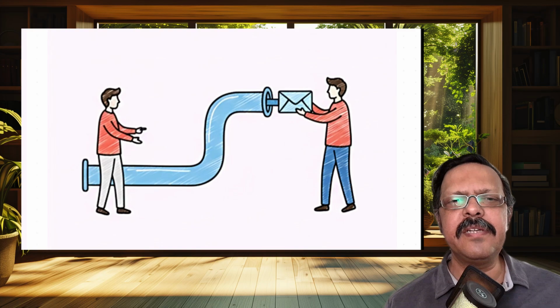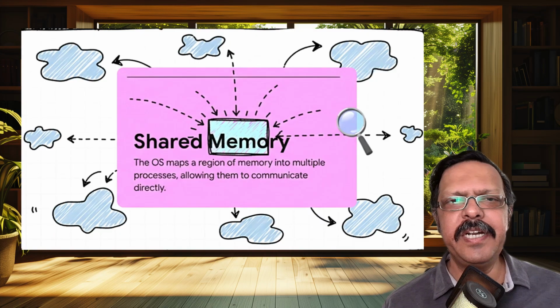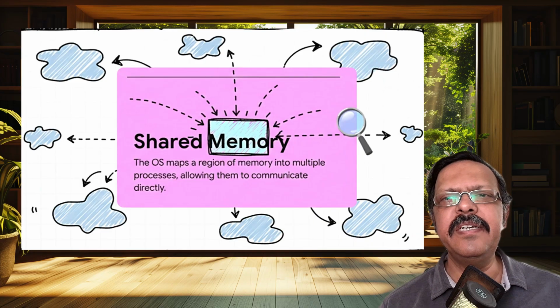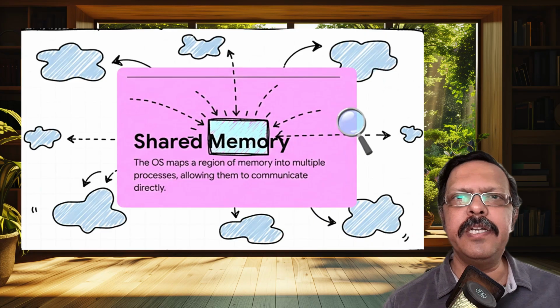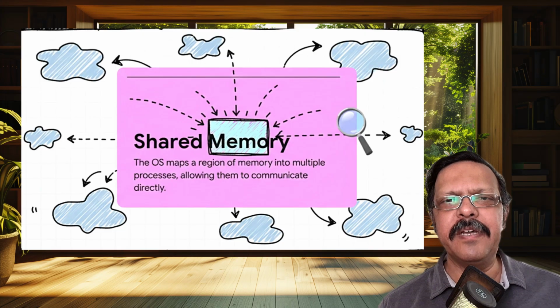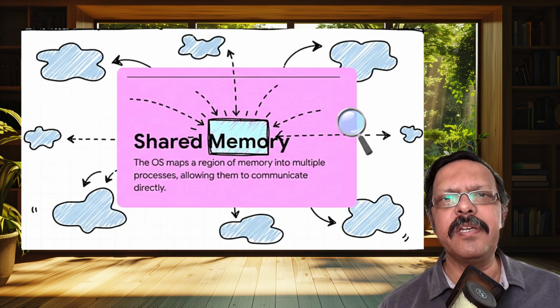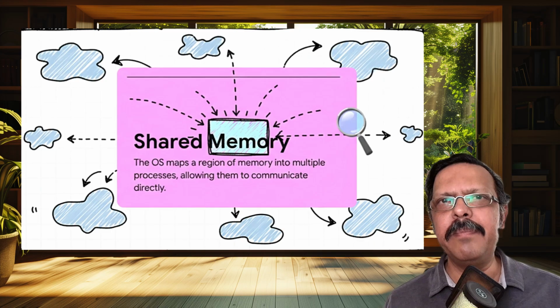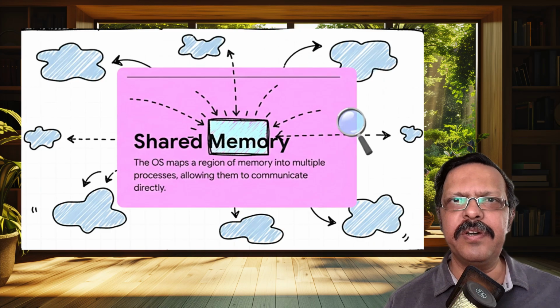So let's look at the implementation details of how these work. To begin with, let's start with shared memory. In shared memory, the operating system creates a region of memory and maps it into multiple processes, something like the shared backyard we talked about. Once that is done, communication becomes incredibly fast because the same memory space is mapped into both of the processes. There are no kernel calls.